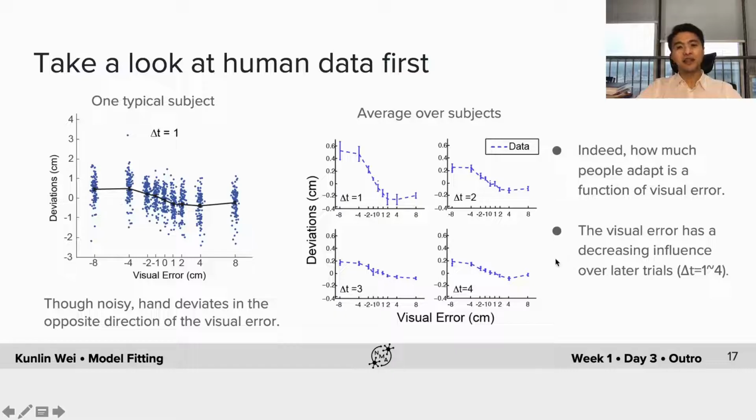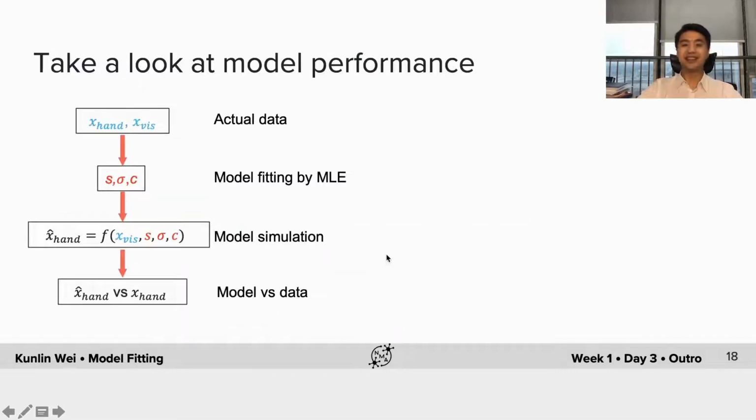The second message is the influence of visual error decreases over subsequent trials. So in the next trial, it has a large influence. In the next trial, its influence decreases. That's why the learning becomes smaller. And its influence will continue to decrease in the following trials. All right, this is the data.